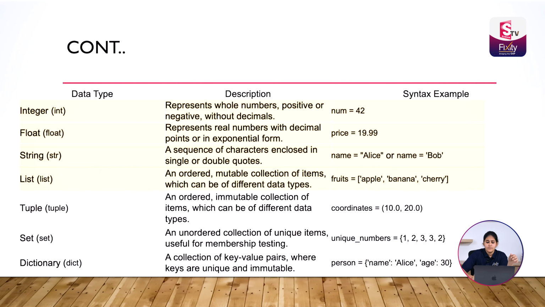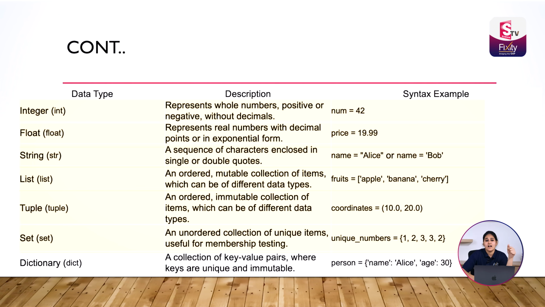And list. List is mutable. We can change the elements of a list and we can identify it by square brackets. And tuple. Tuple is the same as list, but the only difference is it is immutable. We cannot change elements of a tuple and we can identify a tuple by normal brackets.